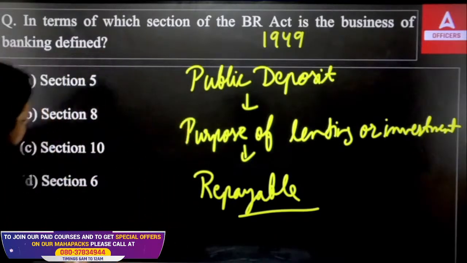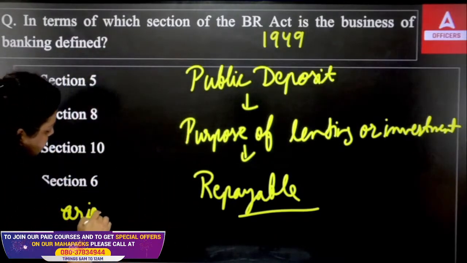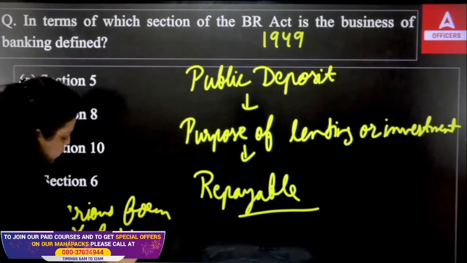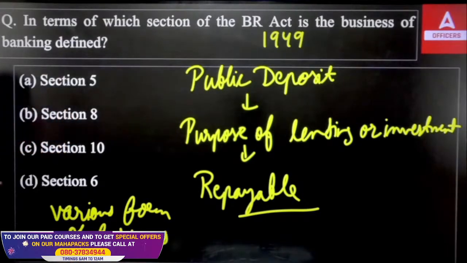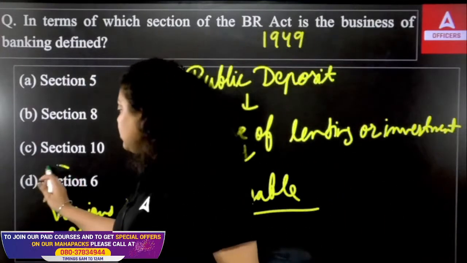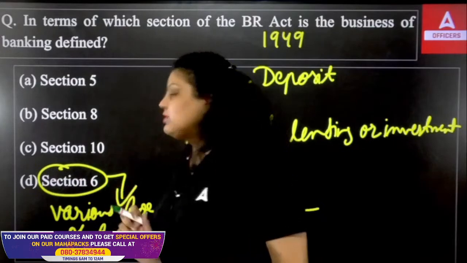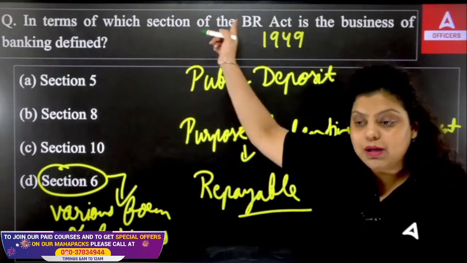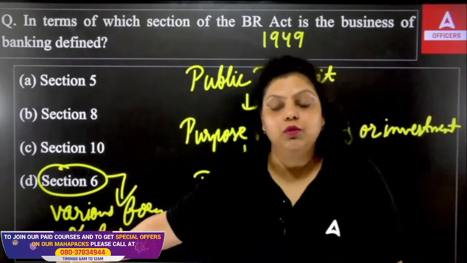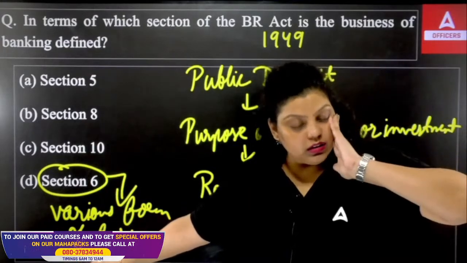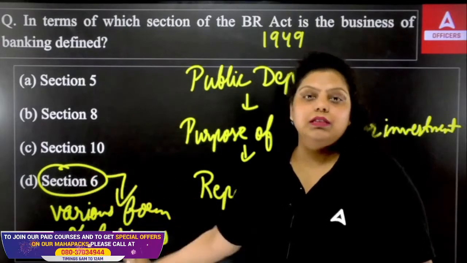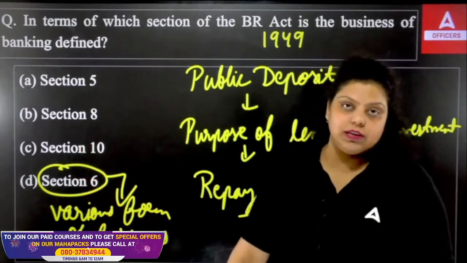But apart from that, various forms of business are provided by banks. Banks are not only providing these services, they are providing more than these services also. So the various forms of business that the bank performs are defined under section 6 of the same Act, the Banking Regulation Act. Apart from the business of banking, what other forms of business does a bank perform? Like providing demat account, insurance policy, mutual fund, etc. These are the various types of business that banks provide, and this is defined under section 6.